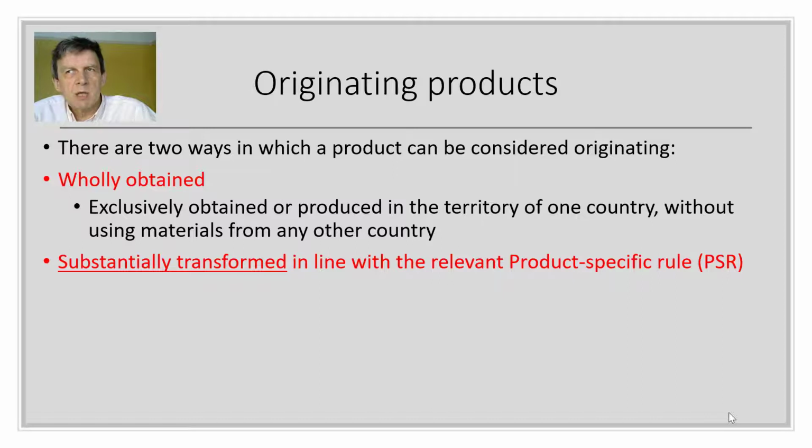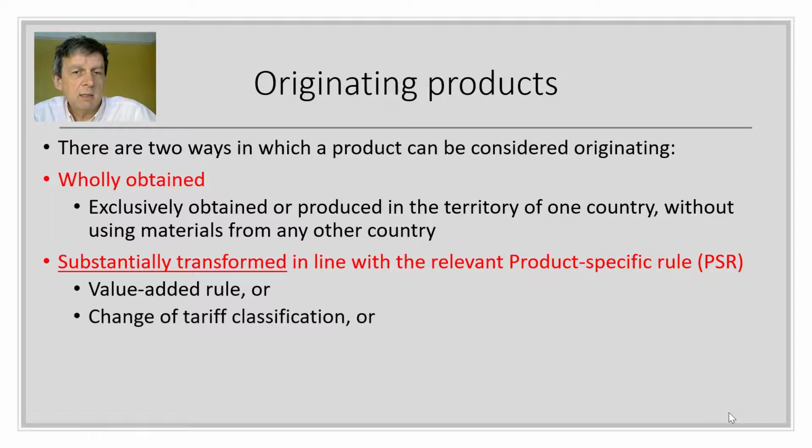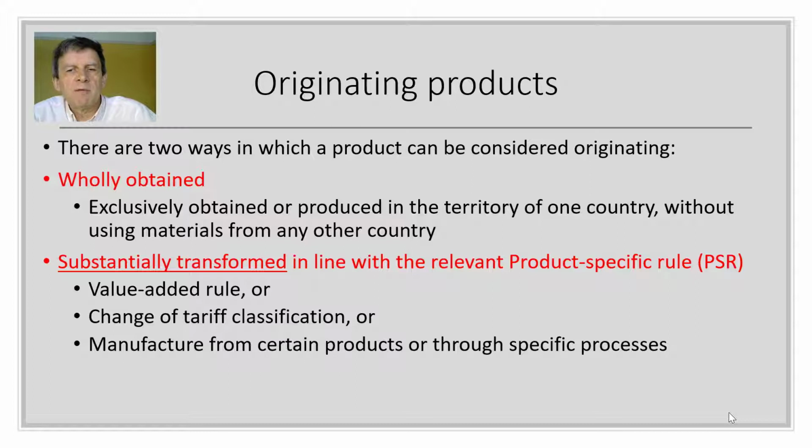Sometimes your clients might import raw materials into the UK and then incorporate them into products they're making, and those products they then move into the EU. There are ways of getting those products as UK originating, and there's three ways we could do that. There's value added, there's a change of tariff classification, or there's manufacture from certain products or through certain processes.